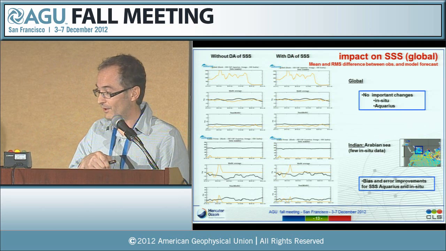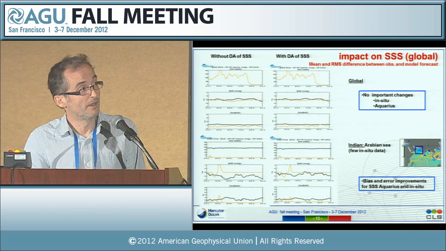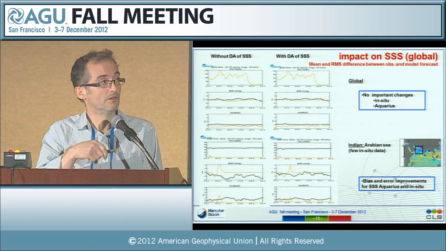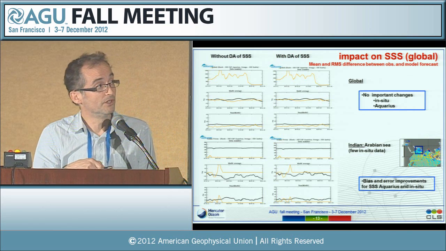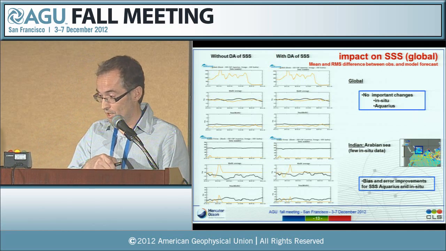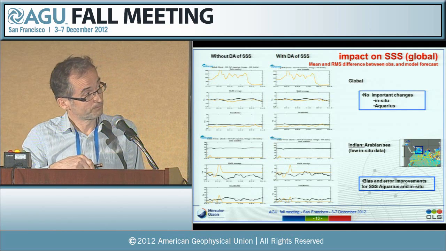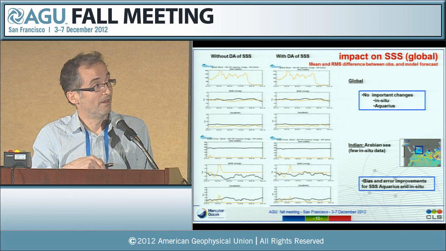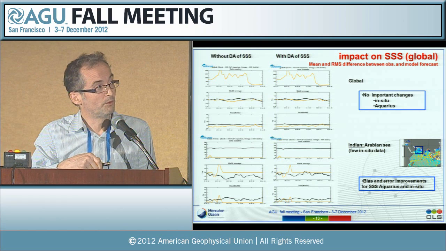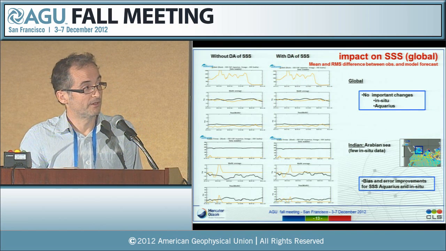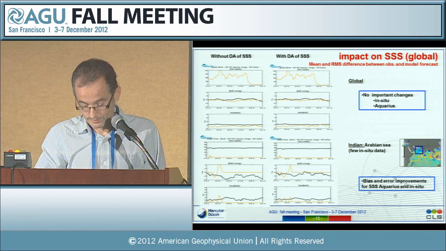If you look at another region in the Indian Ocean, because there are not many problems, but the main signal in our results comes from this region, the Indian Ocean. If you look at a little region in the Arabian Sea, you see that without data assimilation we had a large bias, and we reduce this bias by assimilating the Aquarius data. And the RMS difference is not changed.